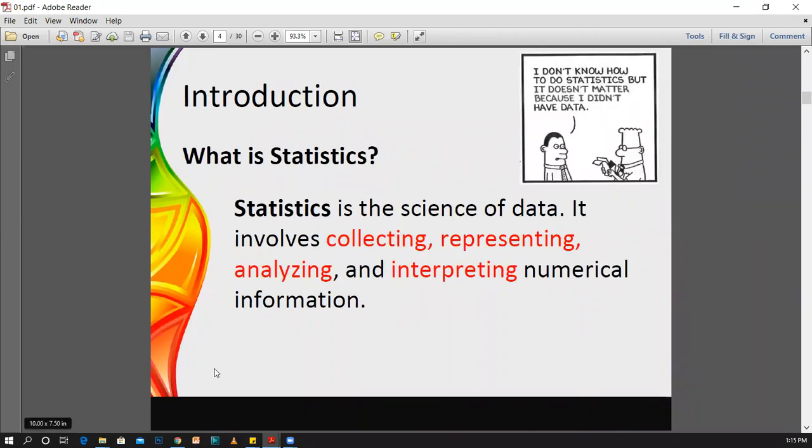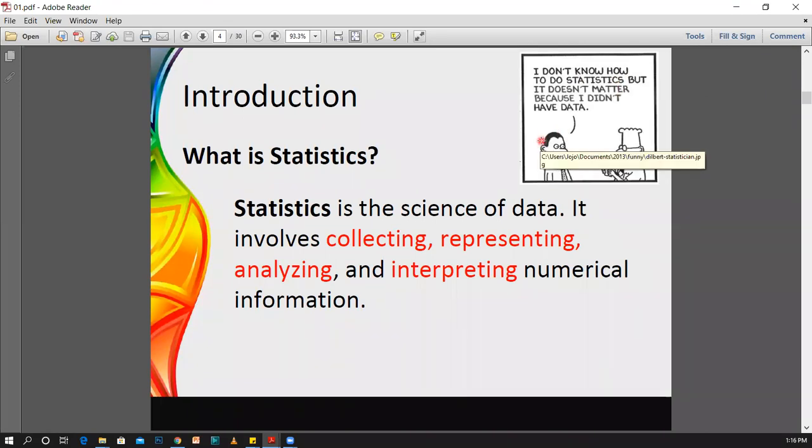Okay, this is the introduction for this course. As soon as you see this picture, you can see two people discussing something, and one is stating that he does not know how to do statistics, but it does not matter, because he does not have any data. Therefore, without data, statistics is nothing.